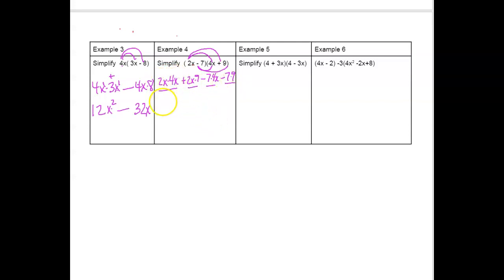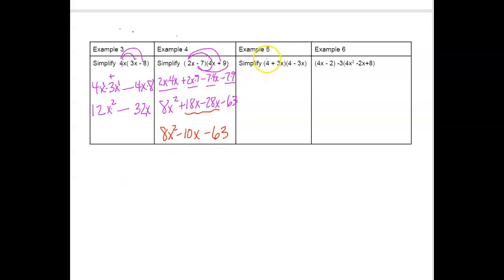So 2 times 4, x times x, add exponents. 2 times 9, 7 times 4, and 7 times 9. Now you look to see if any have the same variable, and these both are x to the first, so we can add those together. So we get 8x squared, 18 minus 28, and then bring down the negative 63. And those are all 3 separate terms.